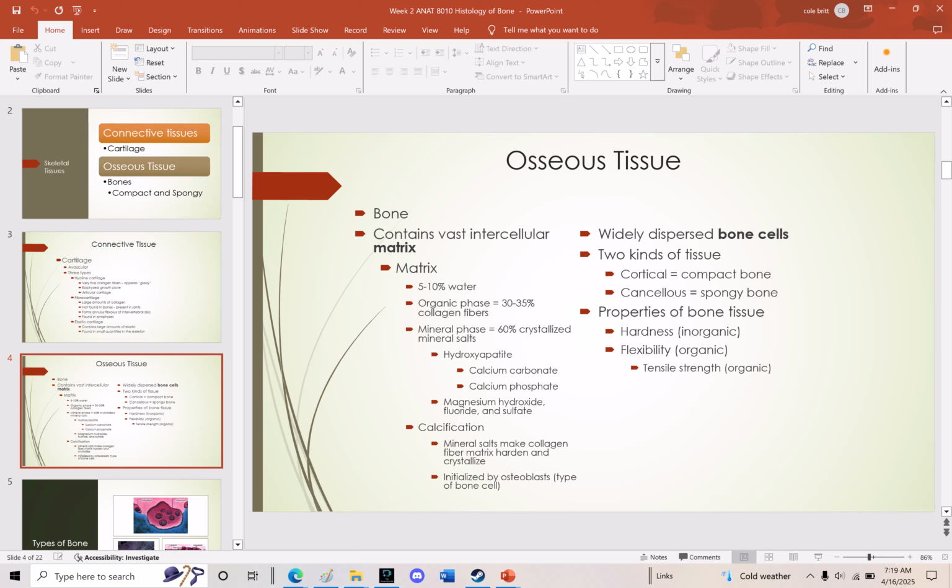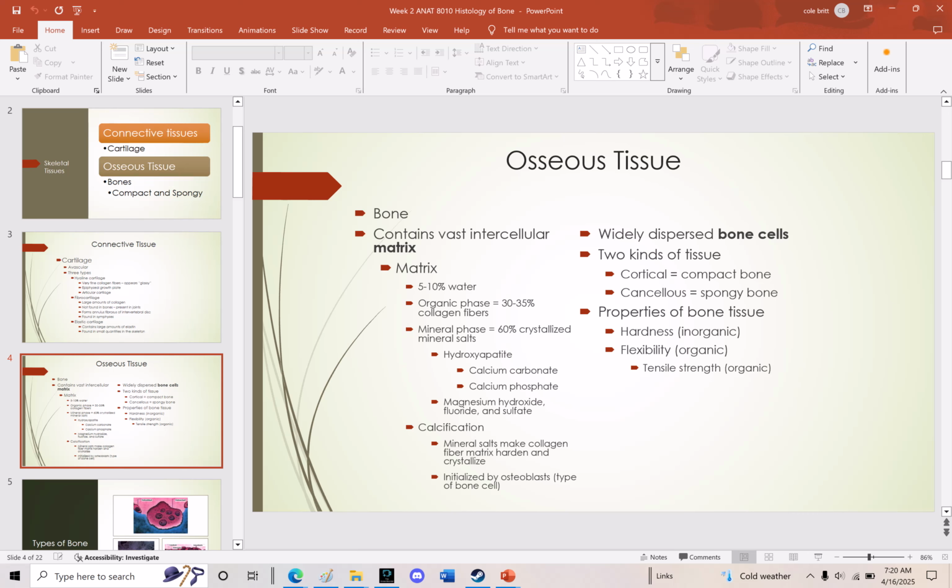So about 5 to 10% of the bone itself is water. 30 to 35%, this is the organic portion. These are our collagen fibers, and then we have lots of minerals, right? The big mineral that we think about is calcium. There's also phosphorus in there as well. So when calcium is released, phosphorus levels also go up inside the body.